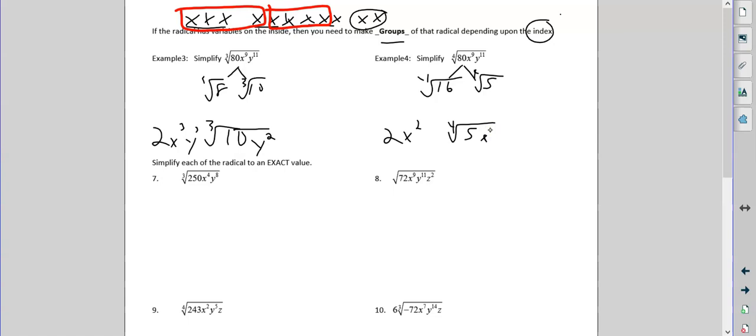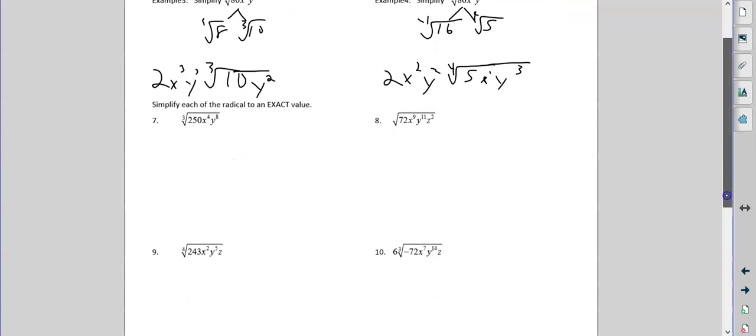Y to the 11, we did this before. We still have the same 2 groups, but notice this time we have 3 left over. So y to the third. Again, 2 times 4 is 8, plus 3 is 11. You can double check your math.